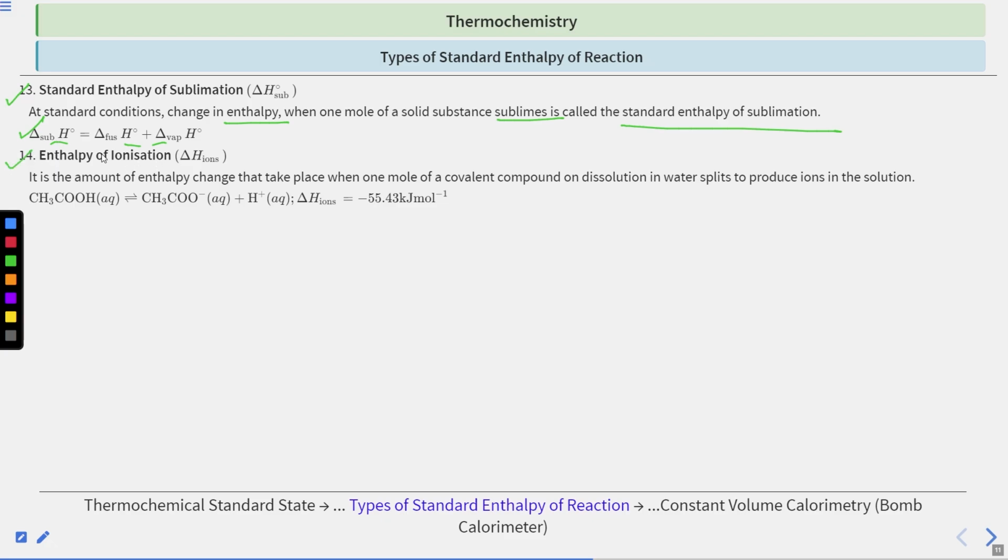14th and last enthalpy is enthalpy of ionization. It is the amount of enthalpy change that takes place when 1 mole of a covalent compound on dissociation in water splits to produce ions in the solution. So when we dissociate 1 mole of a covalent compound to produce ions in the solution, the enthalpy of ionization is used. You can see here ethanoic acid dissociating into two ions, that is CH3COO minus and H plus. And the enthalpy of ionization for this reaction is minus 55.43 kilojoule per mole.